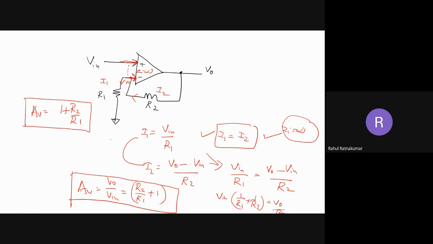So you can easily see that at high gain, the 1 can be disregarded. If R2 by R1 is a very high value, much greater than 1, we can say the gain is approximately equal to R2 by R1. But you should know this expression. This is most important. So this is about the non-inverting amplifier.